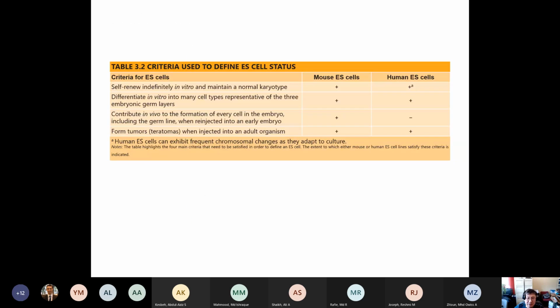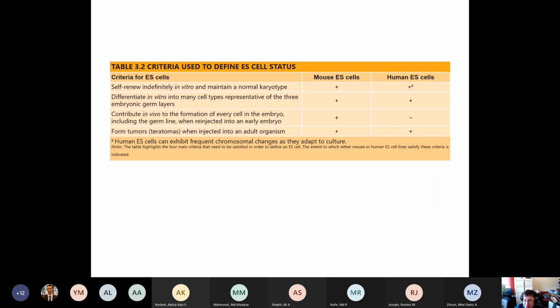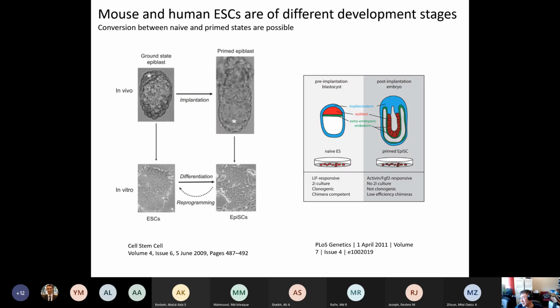So I'll go to the isolation. During isolation, you take the cell from early developmental stages. It's earlier than blastocyst, right? But somehow, when you establish the culture, the cells like to be in the epiblast cell stage. Okay, so it's relatively later than the mouse embryonic stem cell. So here is the ground state epiblast. So basically, this is before implantation.